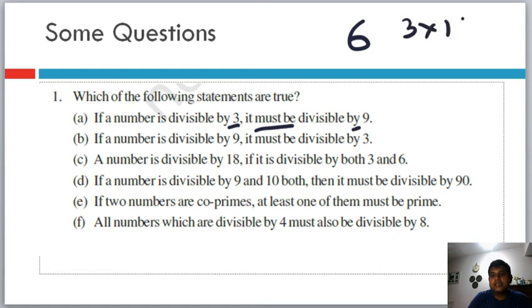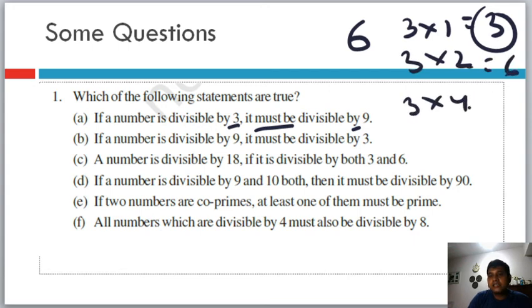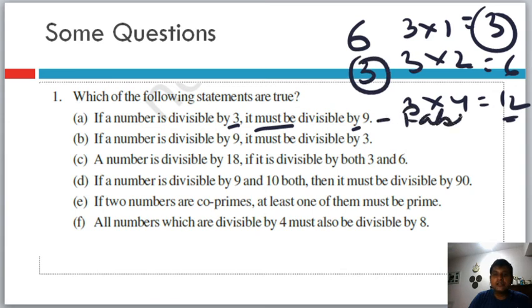3 into 1, 3. So right here we got to know that this will not hold. 3 into 2 is 6. Let's check beyond 9 as well. 3 into 4 is 12. 12 again is not divisible by 9 because 1 plus 2 is 3 and 3 is not divisible by 9, and therefore this statement is false.